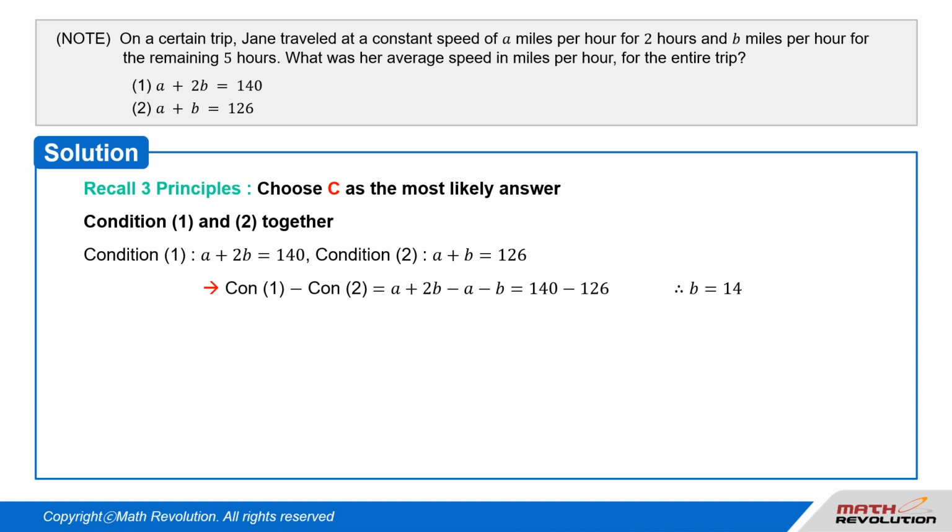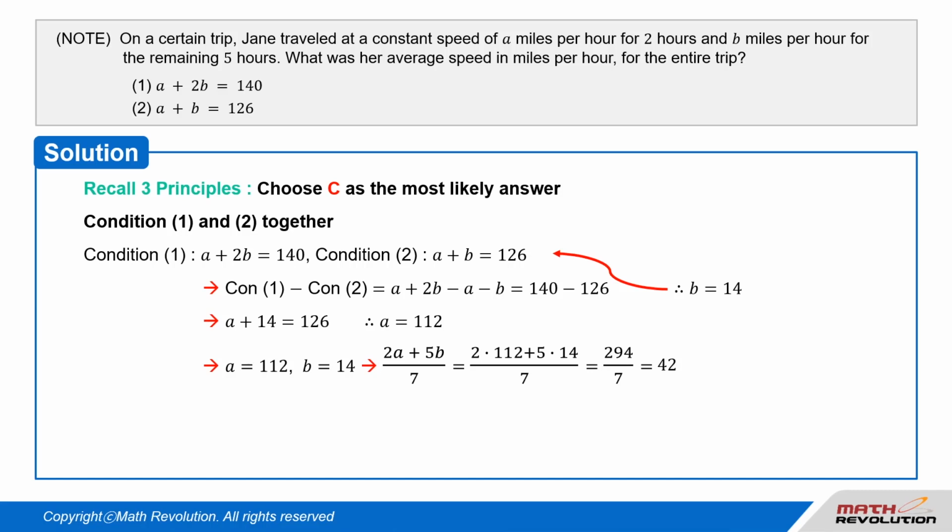Subtract A plus B equals 126 from A plus 2 times B equals 140 to get A plus 2B minus A minus B equals 140 minus 126, which simplifies to B equals 14. Substitute B equals 14 into the equation A plus B equals 126 to get A plus 14 equals 126, or A equals 126 minus 14 equals 112.